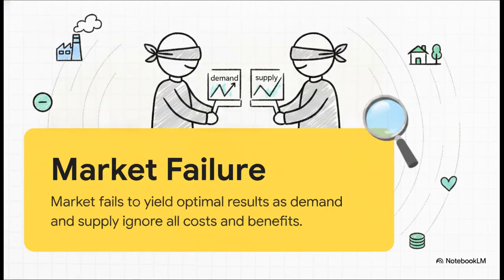So the really crucial takeaway is that a market failure is basically a giant blind spot. The market is completely ignoring the innocent bystanders. It's a setup where the classic forces of demand and supply are walking around with blinders on. They only care about the immediate buyer and the immediate seller, and they totally fail to factor in all the wider costs and benefits that are rippling out into the community. And because of that blind spot, the market just fails to give us an optimal result.